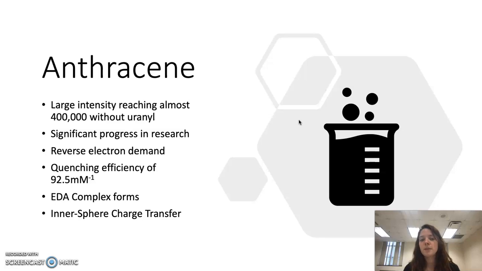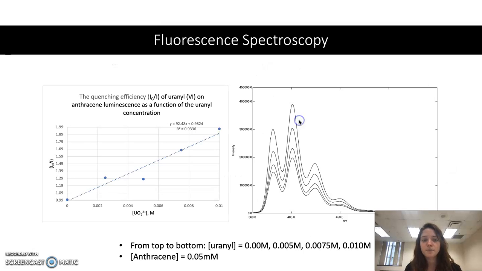A reverse electron demand means that in this situation for the EDA complex, anthracene becomes the acceptor instead of the donor, whereas in normal situations the aromatic compound was the donor. It resulted in a quenching efficiency of 92.5 inverse millimolar, which is very high. An EDA complex forms, and it follows the inner sphere charge transfer mechanism.